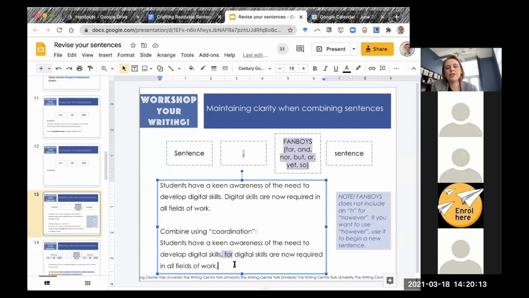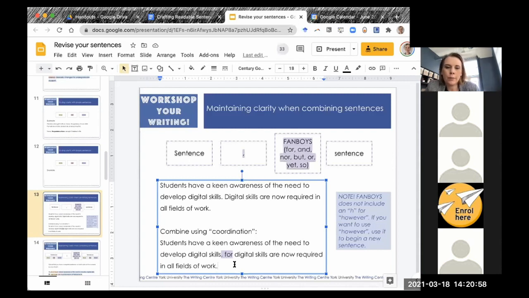Okay, so in order to combine these two sentences, because they're definitely related, students have a keen awareness of this need, and these skills are now required, right? Yes, good one. So we would combine them by choosing one of these coordinating conjunctions. So students have a keen awareness of the need to develop digital skills, comma, for, right? This is our relationship: for digital skills are now required in all fields of work. Does that make sense? So we have two complete sentences, and in order to combine them into a complex sentence that has two or more ideas, we need both a comma and a coordinating conjunction.